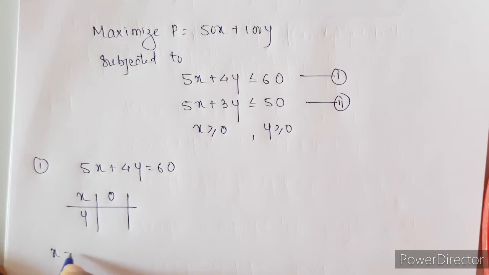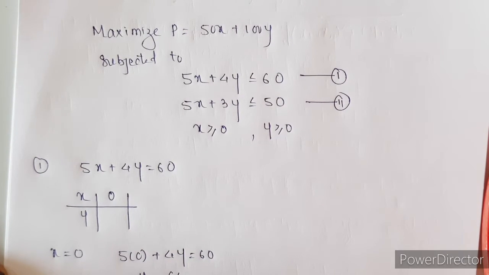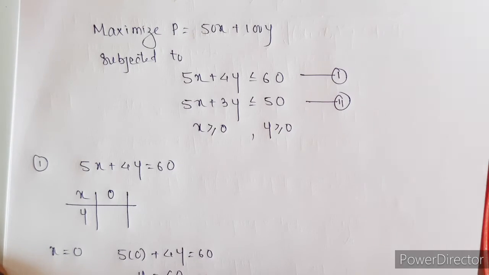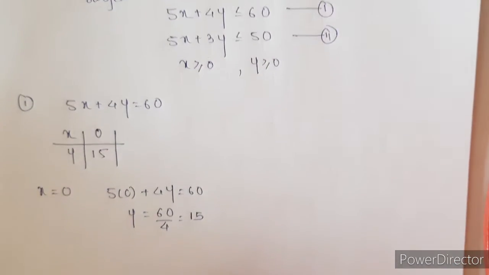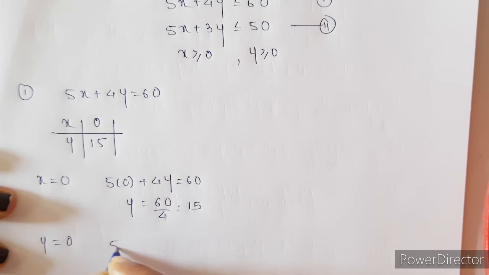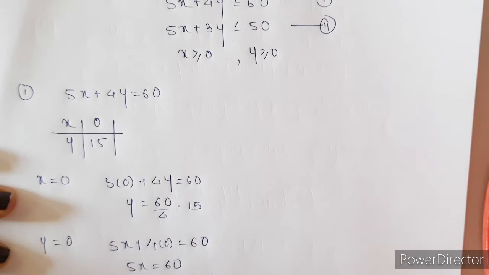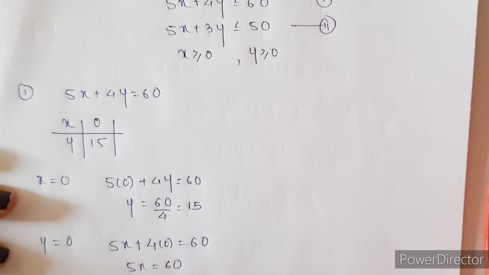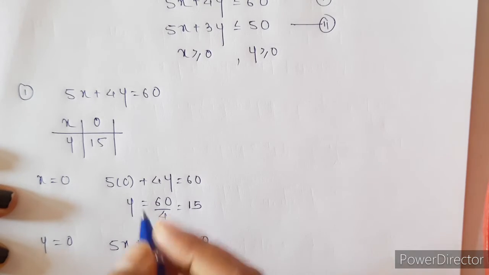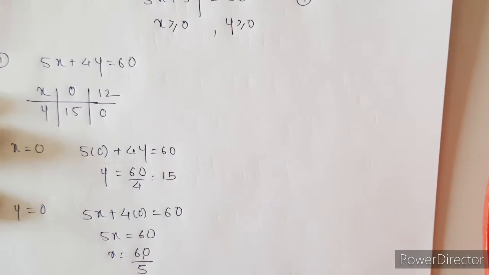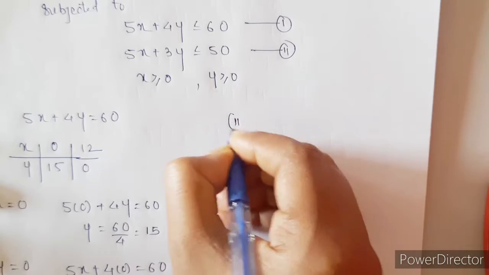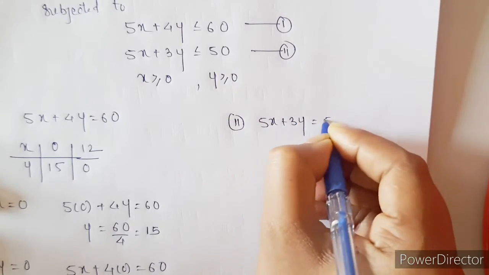I am taking x to be 0. If x is 0, this will be 5 into 0 plus 4y equals 60. So y is 60 upon 4, 15. So value of y is 15. If x is 0, y is 15. Similarly, take y to be 0. So this will be 5x plus 4 into 0 equals 60. So 5x equals 60. Value of x is 60 upon 5, 12. If y is 0, x is 12, right?